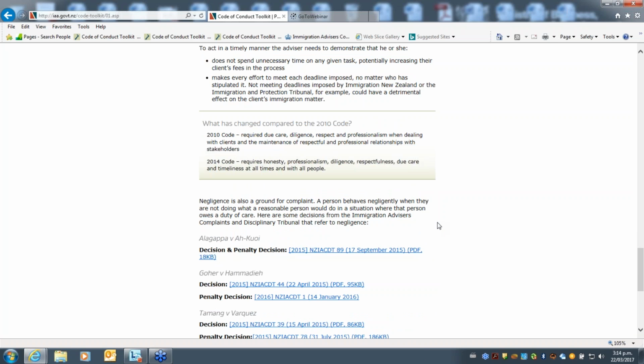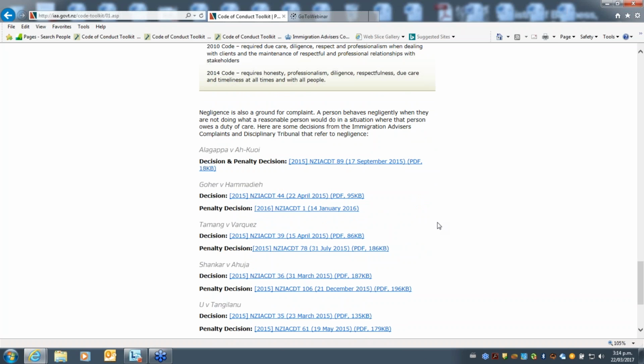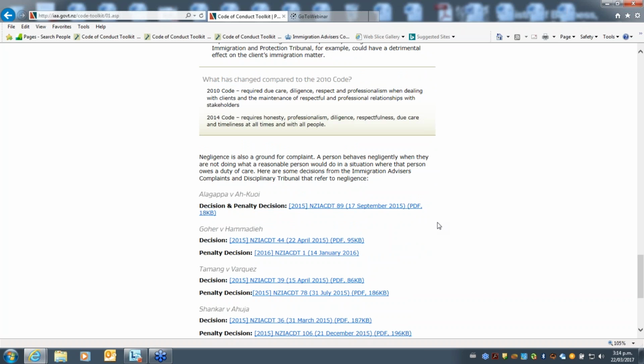So in terms of this initial first clause of the code, we also point out that negligence is a ground for complaint. And so negligence is when someone behaves, or they're not doing what a reasonable person would do in a situation where that person owes a duty of care. And there are a number of decisions around negligence, and I guess often it is a step above a simple breach of the code, and that someone is really being negligent in a particular situation and is not doing what they ought to be doing in that situation.